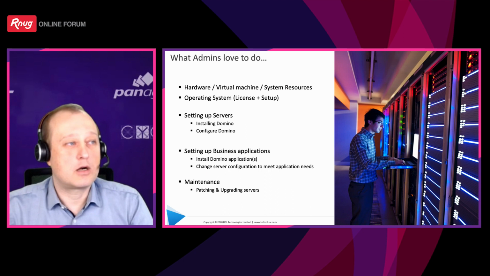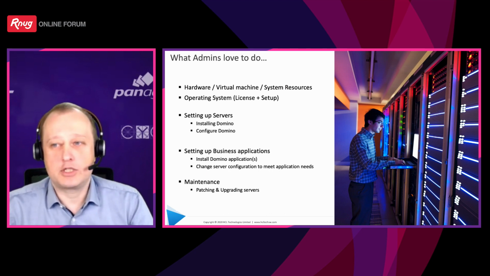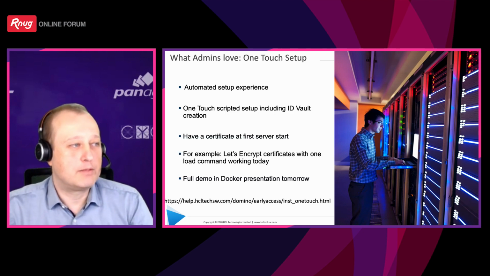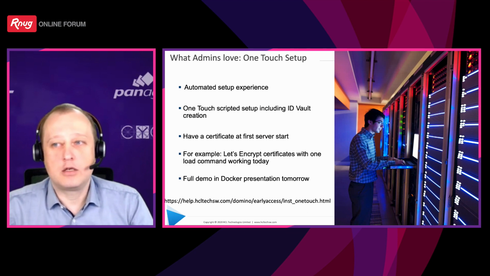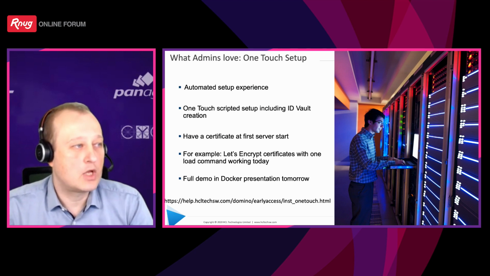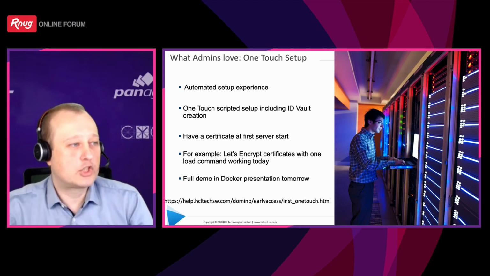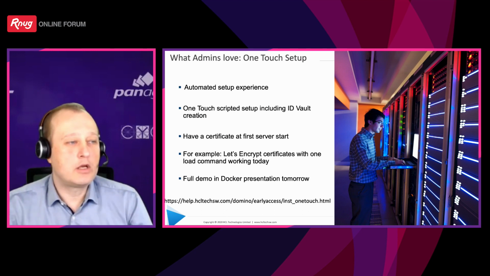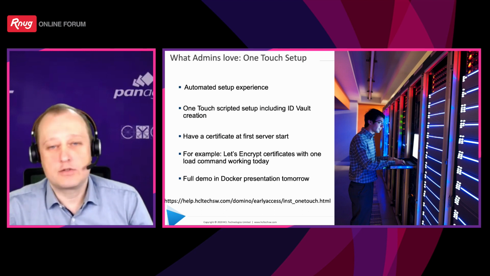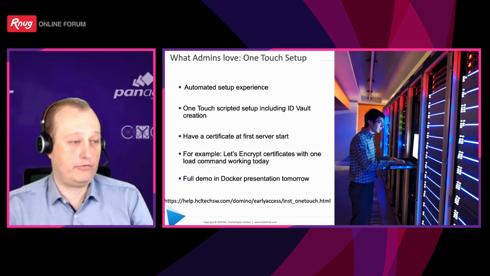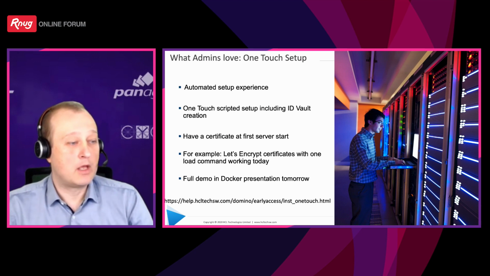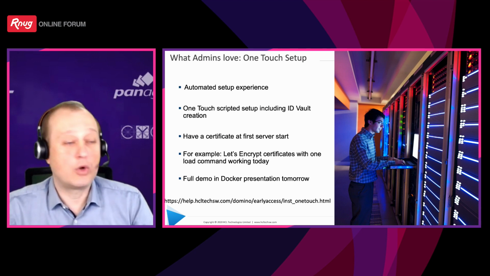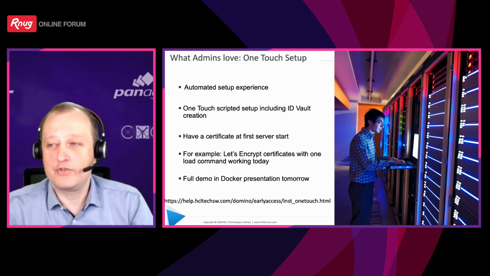And that used to be a problem in Domino. With version 12, we are going to change this and make it a lot easier for administrators to start up new servers and already have a fully configured server in place. So Domino V12 comes with an auto configuration setup experience. It's a fully automated one-touch scripted setup, which allows you to start the Domino server with the name of your choice, including the ID vault configured, including the certificates being generated, and if you want, also using Let's Encrypt. Please come to our session tomorrow, the Domino on Docker session, where we are going to do a couple of demos about this. So you'll see more.